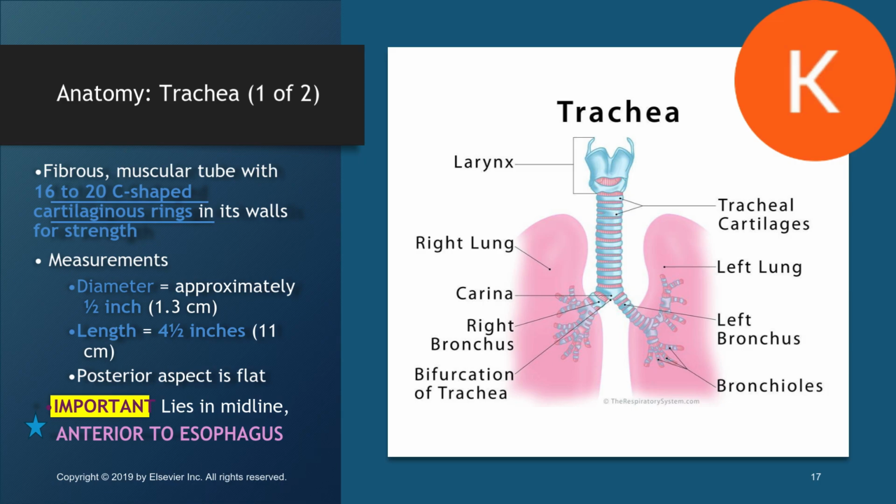If we look at the picture here, we have our larynx, which is our voice box. Then we have the tracheal cartilage. The tracheal cartilage is elongated and has a hook-like process, which is called the carina, which extends posteriorly on its inferior surfaces. Then we have our right and left lungs, right and left bronchus, the bifurcation of trachea where it splits, and the bronchioles.